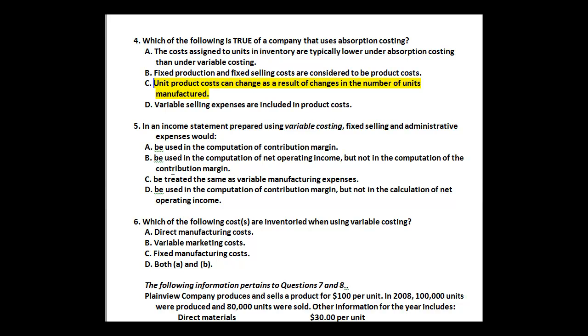Number 5, an income statement prepared using variable costing, fixed selling and administrative expense, and your answer is B, would be used in the computation of net income, but not in the computation of contribution margin. Basically, you just want to refer back to what we did with the fixed selling and admin expenses. It's the same under absorption or variable. If it's a selling and admin expense, it's subtracted after gross margin or contribution margin.